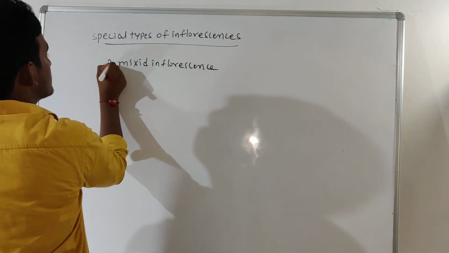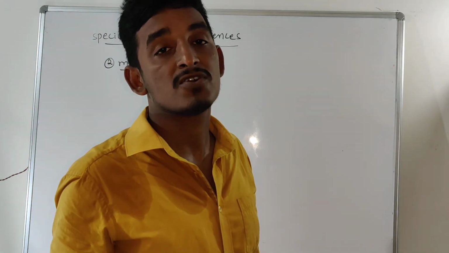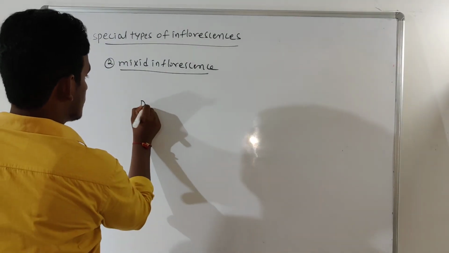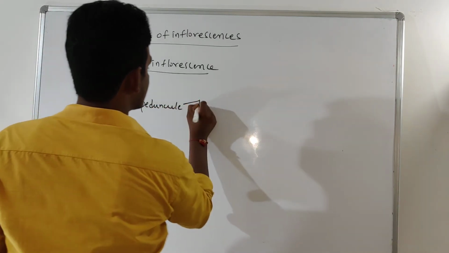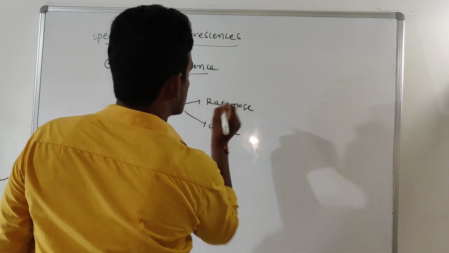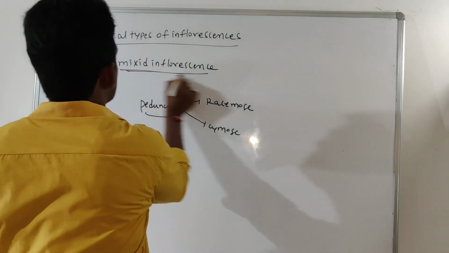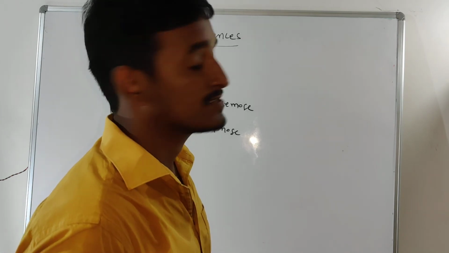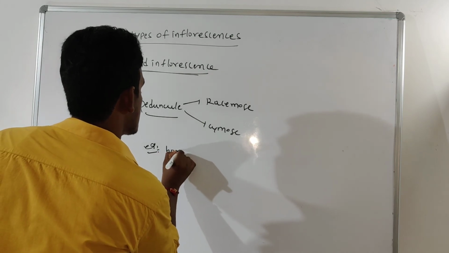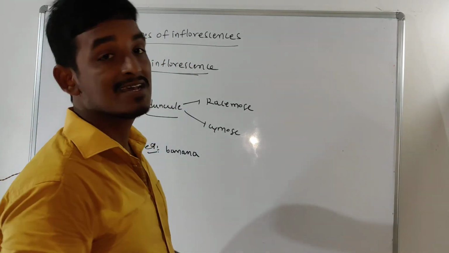What about this mixed type of inflorescence? Generally the peduncle has either a racemose inflorescence or a cymose inflorescence. But in this mixed inflorescence, the peduncle has both racemose and cymose types of inflorescences. Both are present in a single peduncle. This type of inflorescence we call a mixed inflorescence. The example for this is the mixed spadix, for example the banana.